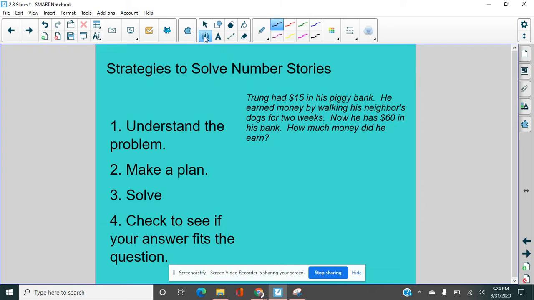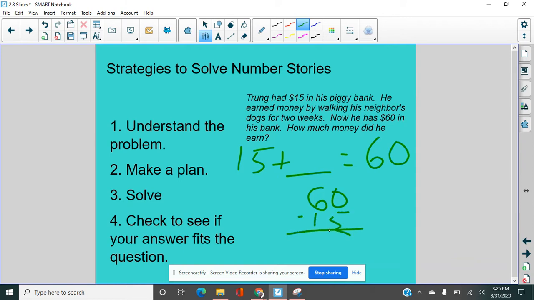So one way we could think about this is, okay, he has $15 and he's going to add some more to get 60. Or we could think, well, if the total he has is 60, if I subtract 15, then I will know what he got walking dogs. Both of these will lead us to the same and the right answer.